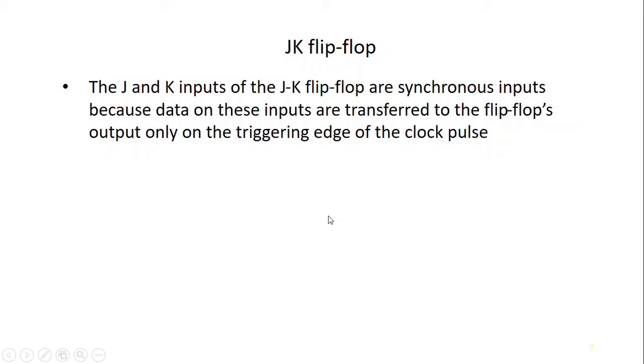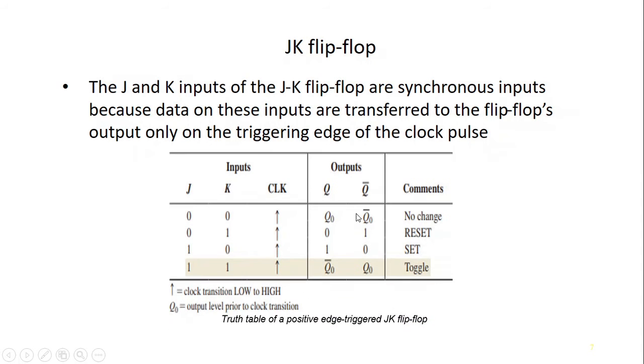The J and K inputs of the JK flip-flops are synchronous inputs because data on these inputs are transferred to the flip-flop's output only on the triggering edge of the clock pulse. This can be seen in the truth table of JK flip-flop. Here the clock signal is given only as the positive transition. That means from low to high transition of the clock. Q is the output and Q bar is the complement of output.